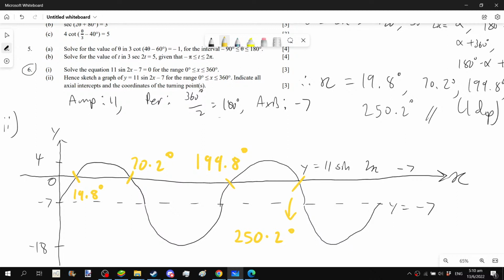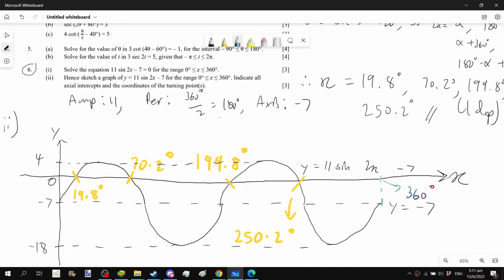Of course, once you have this, you're not done yet. You should also indicate the coordinates of the turning points, either by labeling them individually or by drawing dotted lines to see where the relevant numbers line up. So all the maximum points have a y value of 4, all the minimum points have a y value of negative 18. Furthermore, because this is a sine graph from 0 to 360, quite obviously the endpoint over here on the right will also be 360.